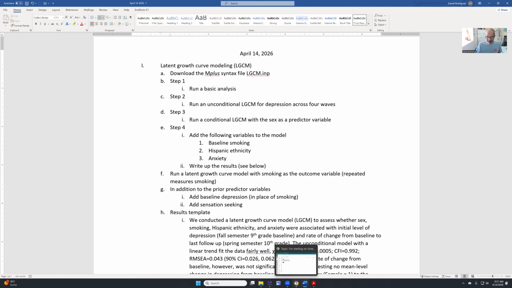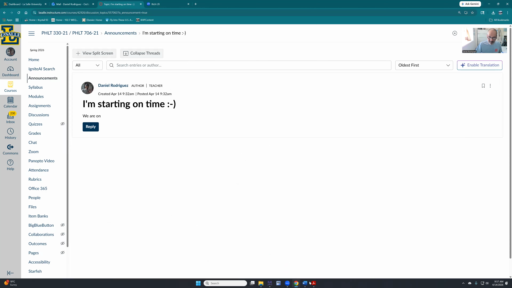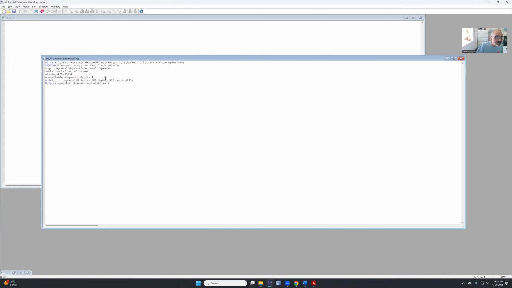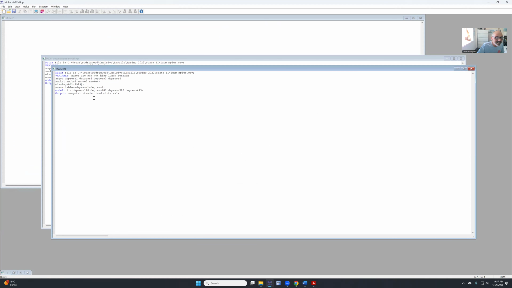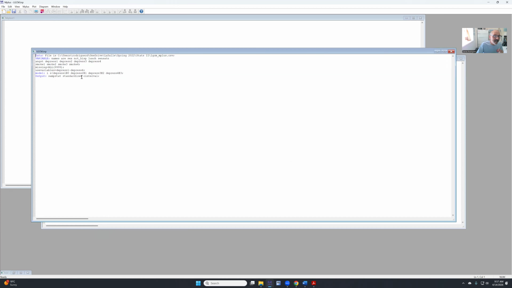Okay, so let's add sex as a predictor, or gender, whatever you like to call it. Okay, so let's go ahead. Let's actually use the other one since I already called this an unconditional model. This is a conditional model. All right, so we're going to add these predictor variables. So use variables. So we're also going to use, oops, what did I do there?